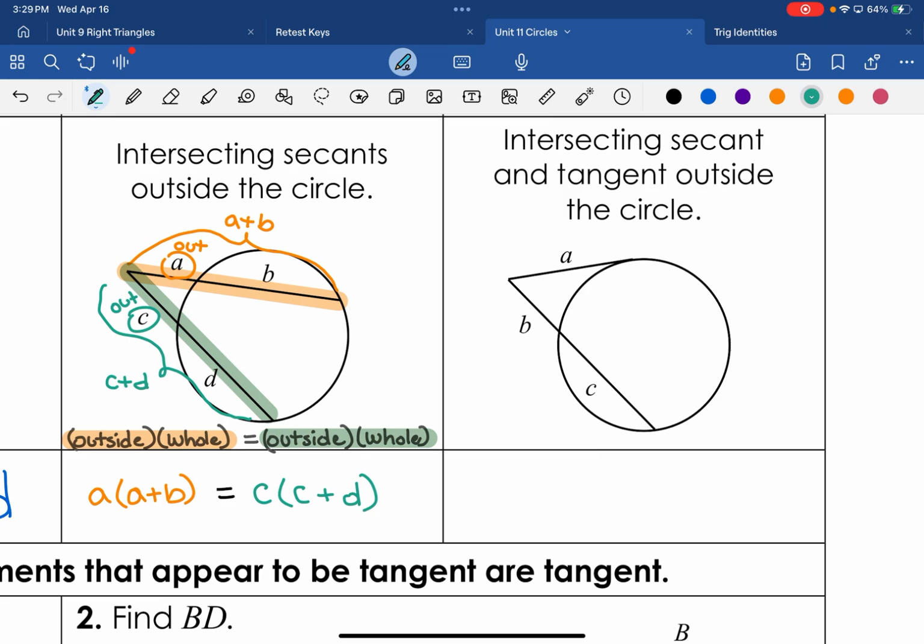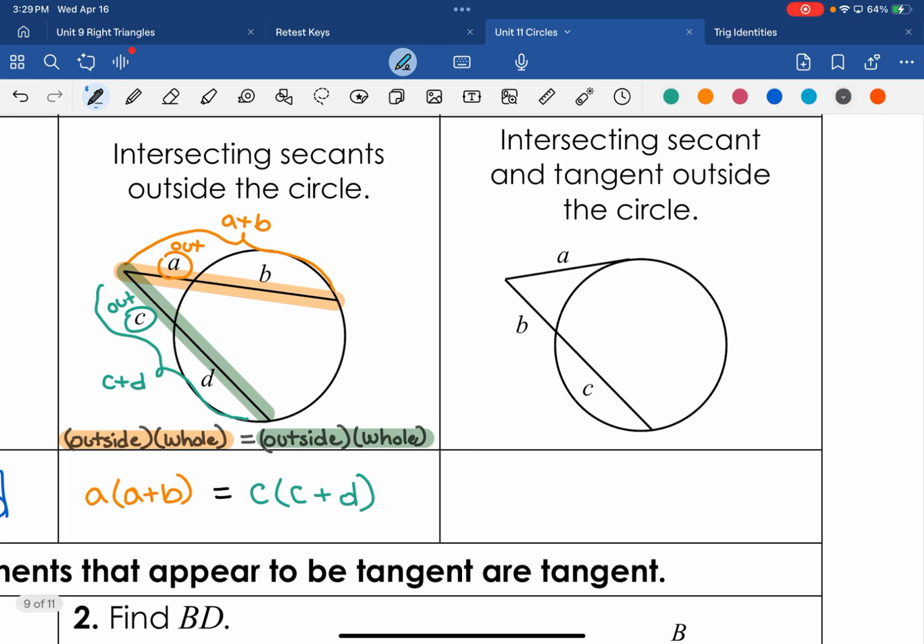Now, this is going to be the same relationship that we just did. We're going to do outside times whole. Instead of putting outside, I'm just going to put out equals outside times whole. So we have that same relationship. Hold on, you're getting ahead, but yes. Okay. So now what we're going to look at.